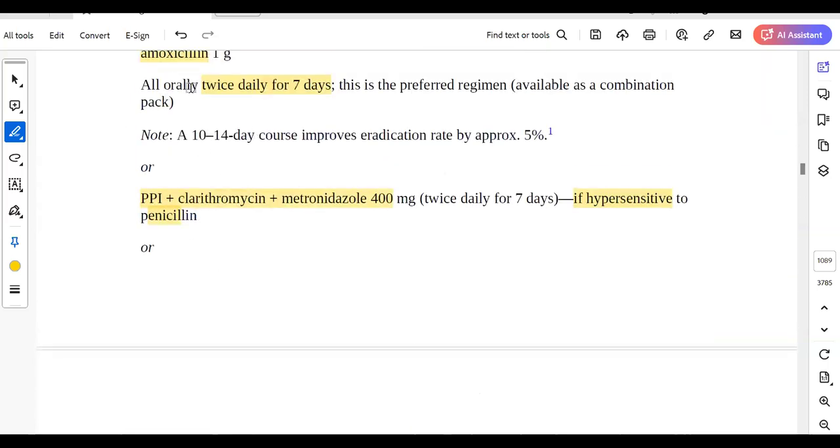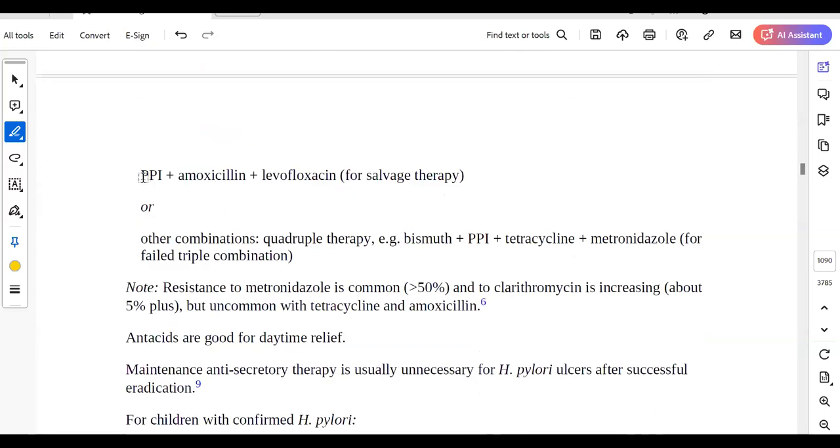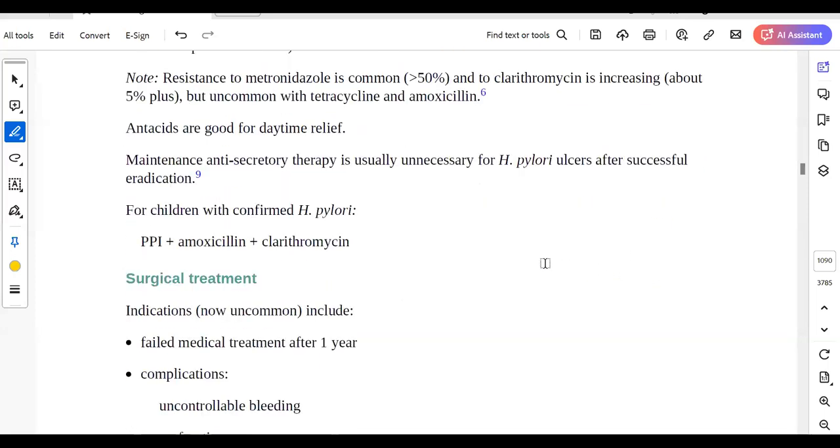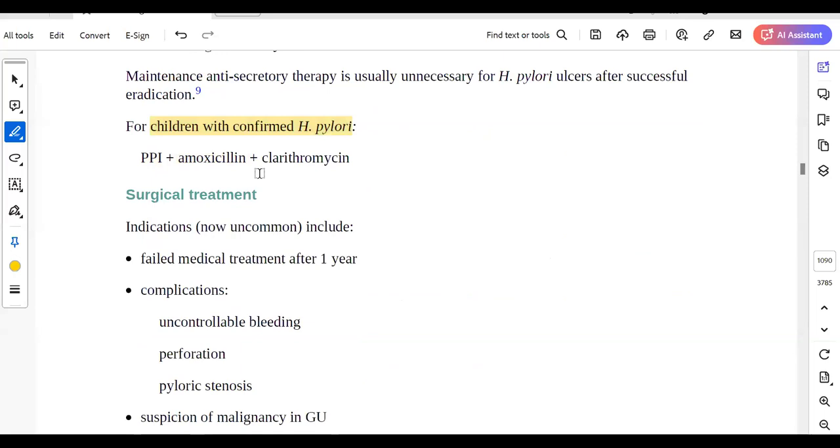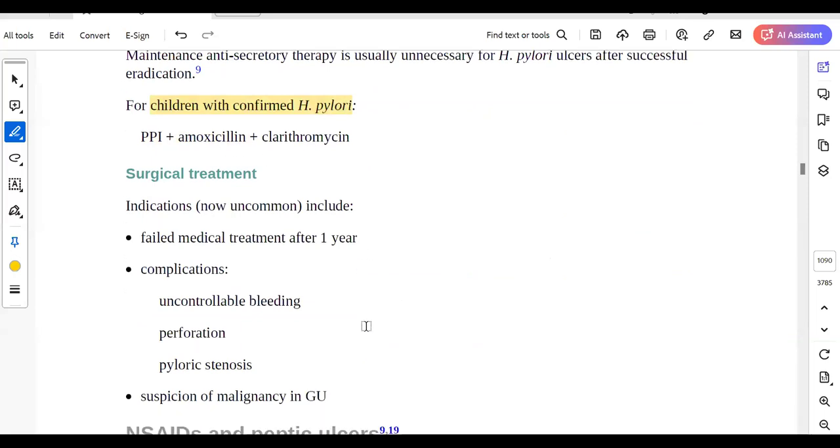If this initial triple therapy did not work, your next option will be changing the clarithromycin with levofloxacin. So you keep PPI and amoxicillin as it is, but you change clarithromycin with levofloxacin. If that still did not work, then you go for quadruple therapy, which is bismuth, PPI, tetracycline, and metronidazole. Okay, so you need to know the antibiotic names, it comes in exam. For children with H. pylori, the treatment is the same, PPI, amoxicillin, and clarithromycin.